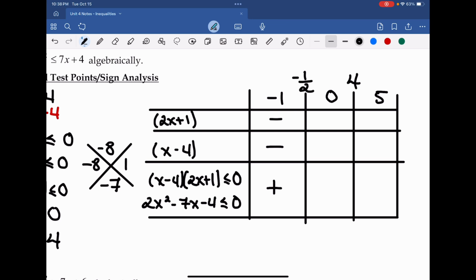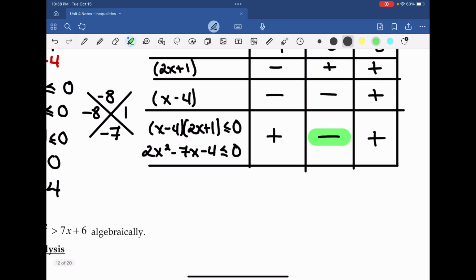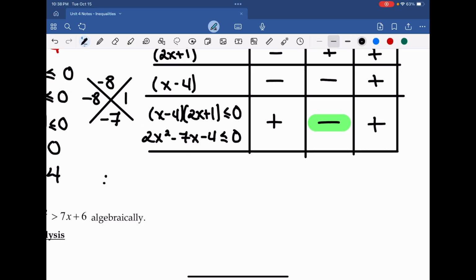0 times 2 is 0, plus 1 is positive. 0 minus 4 is negative. This will give us a negative region. If we plug in 5, 2 times 5 is 10, plus 1 is 11, so this is a positive. 5 minus 4 is positive 1. This gives us positive. Therefore, the overall region is going to be positive or above the x-axis in terms of the graph. The only spot in which the graph is less than or equal to 0 is when it's between these x-intercepts. So let's summarize this as a solution.